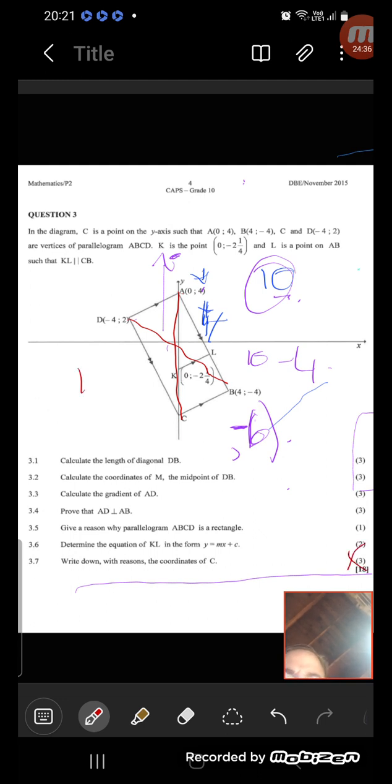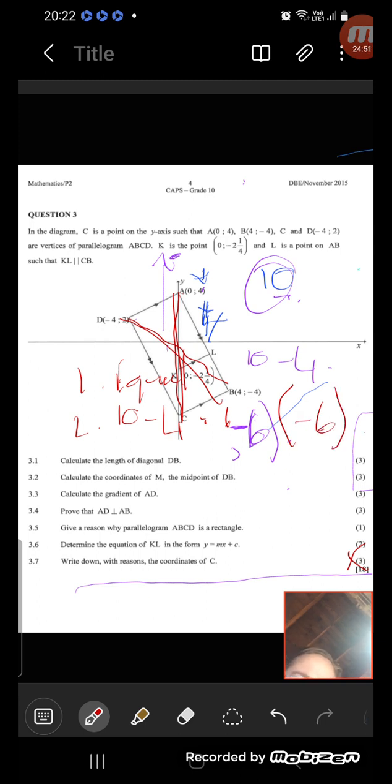So you'd say number 1, they're equal. This one is equal to that one. Number 2, you would say 10 minus 4 is 6, and it would be -6 because it's the bottom of the y-axis. And then number 3, you would say, okay, I'm on the y-axis itself.